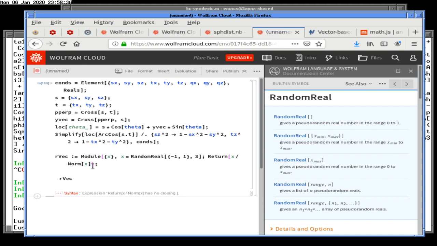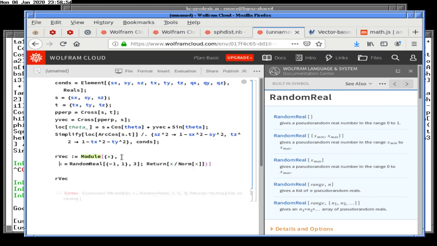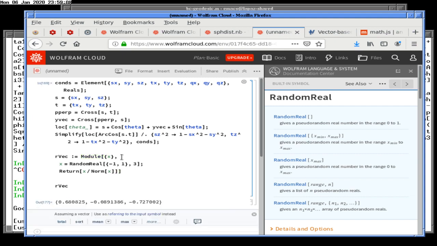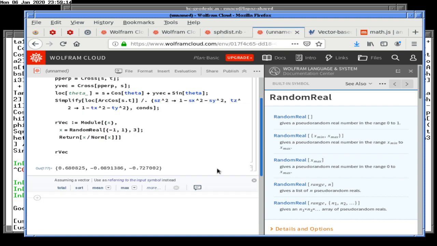Return x over... Oh, it doesn't. You're right. You're right about that too. Okay, hang on. There, that should be correct. Okay, good, and now we have a function that can generate random vectors of length 1, somewhere on the unit sphere.